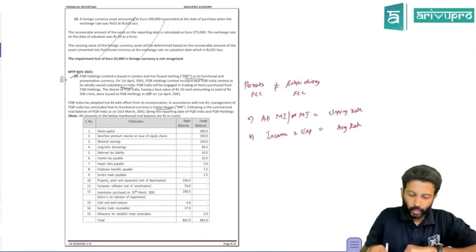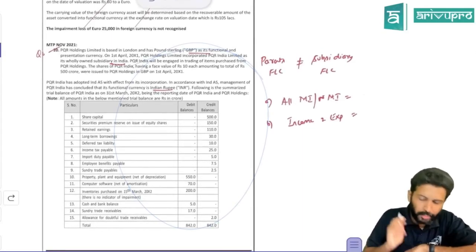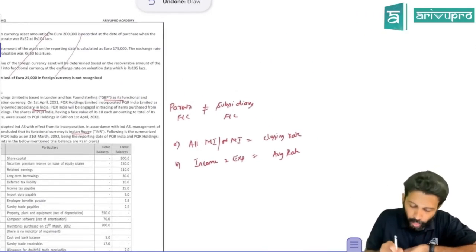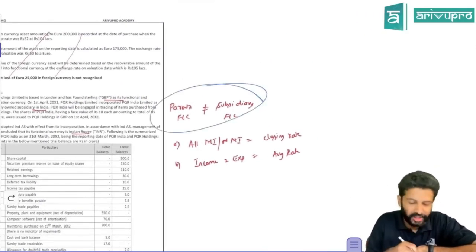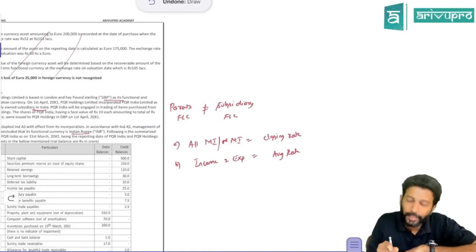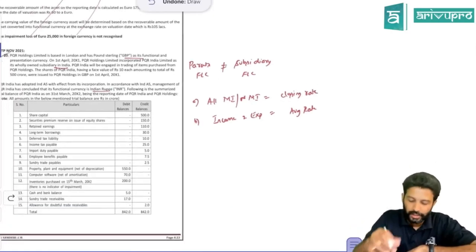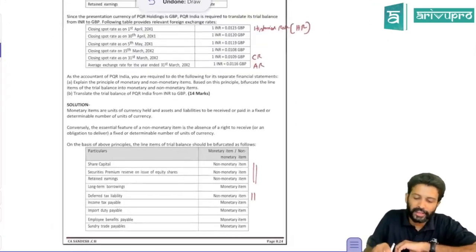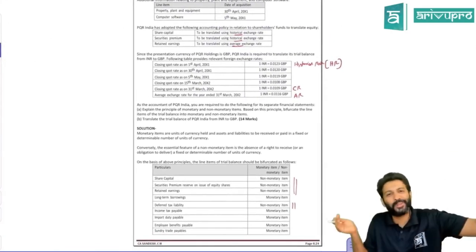Okay, this one particular question. There's an MTP question. It looks very big, but it is very simple. Same rule. They've given the parent's and the subsidiary's functional currency, and both are not the same. That means what is the rule? All monetary and non-monetary items at closing rate, income and expenses at average rate. That's all you need to do here. This problem looks 1 page, the solution looks 2 pages, because they've given the whole balance sheet.